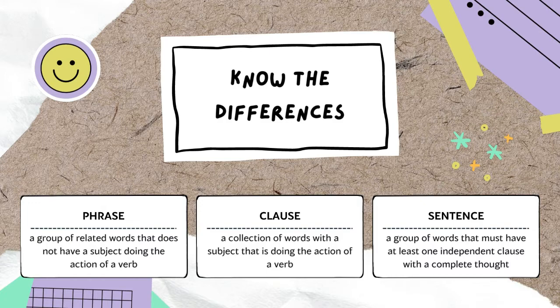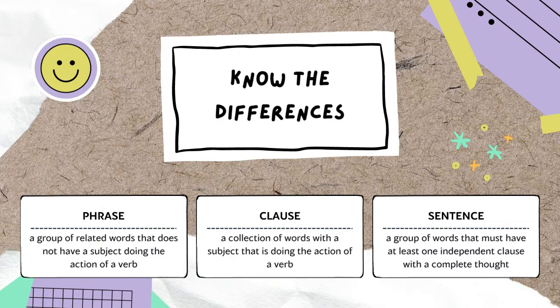The next one is a clause. It is a collection of words with a subject that is doing the action of a verb. Even if it sounds the same like a sentence, not all clauses can be called a sentence. We will have the discussion in the next session.